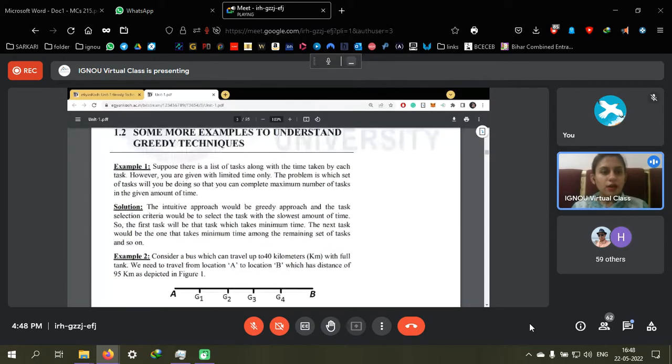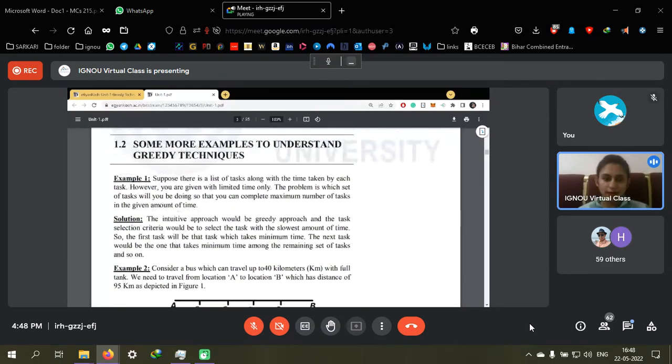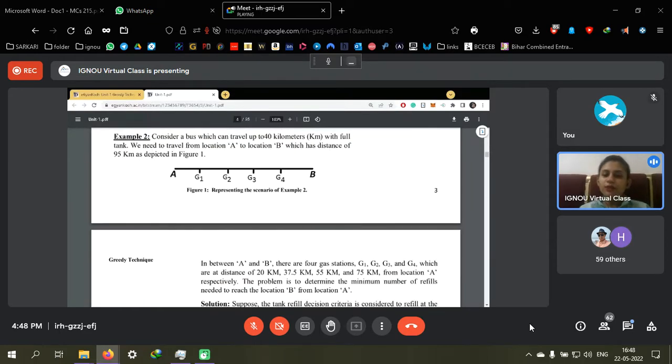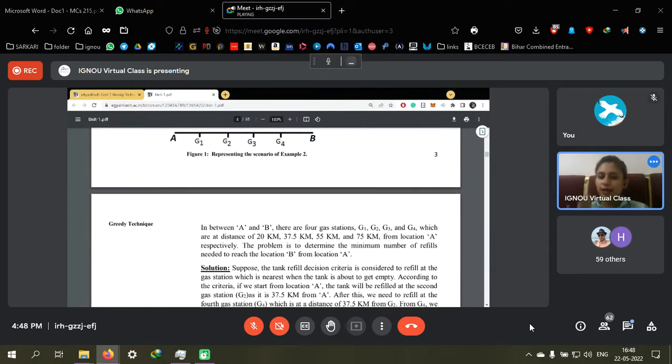So here are some more examples to understand the greedy technique. Consider a bus which can travel up to 40 km with a full tank. We need to travel from location A to location B, which has a total distance of 95 km. In between A and B, there are 4 gas stations, that is G1, G2, G3, G4, which are at these distances from location A respectively.